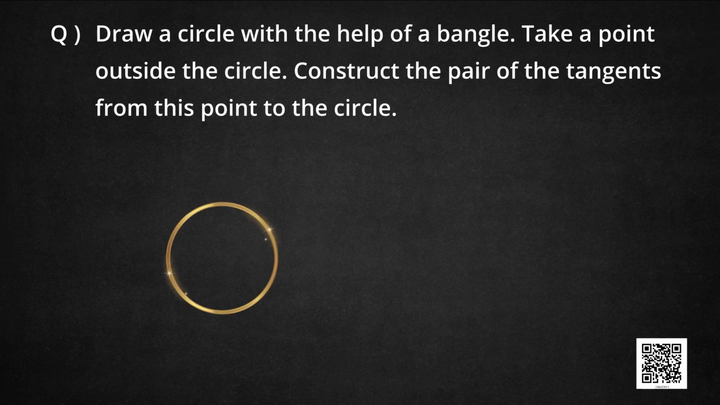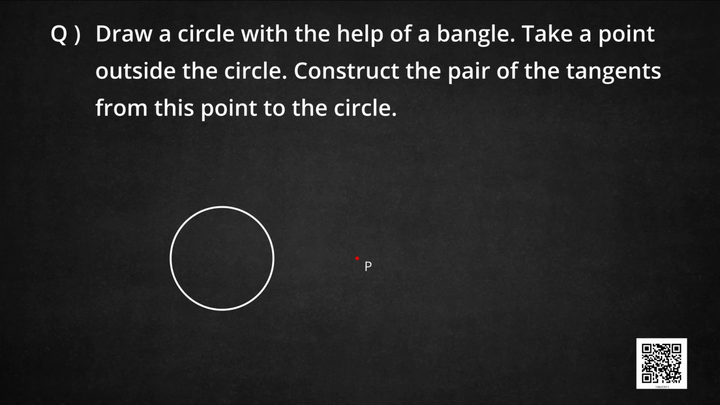So children, take a bangle or any other circular object and draw the circle. Take any point outside the circle. We have to draw tangents from this point to the circle. But children, we already know that we can draw tangents if we join the center of the circle with this external point. Here we do not know the center of the circle.